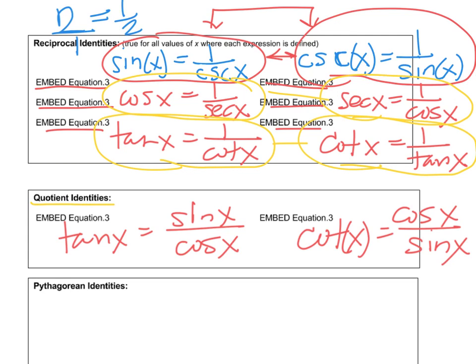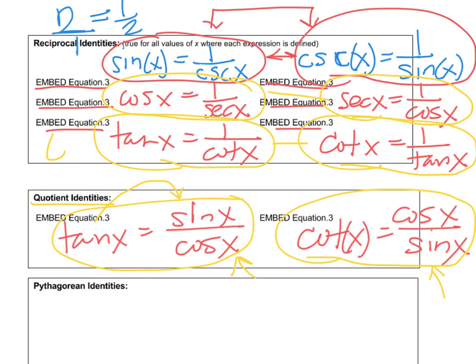And then we have quotient identities. A quotient is a ratio. So tangent is a ratio of sine over cosine, and cotangent is a quotient of cosine of x over sine of x. Again, true for all x values. For this one, as long as cosine of x doesn't equal 0, and for this one it's true as long as sine of x doesn't equal 0. So we have 6 up here and 2 down here that are not new identities, but they're identities that we're going to be using in Chapter 5. So make sure that you know them.